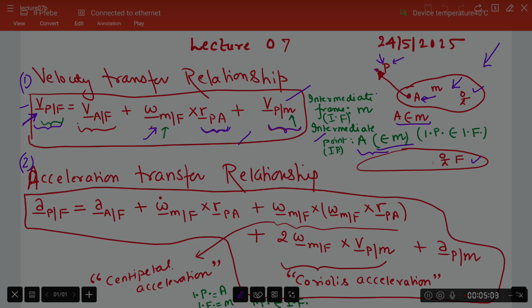Then there is one more piece of information required to complete this relationship, and that information is about the velocity of the same intermediate point A with respect to frame F. That's the third term. So with these three pieces of information on the right hand side, we can write the complete expression for VPF. So this is the velocity transfer relationship.